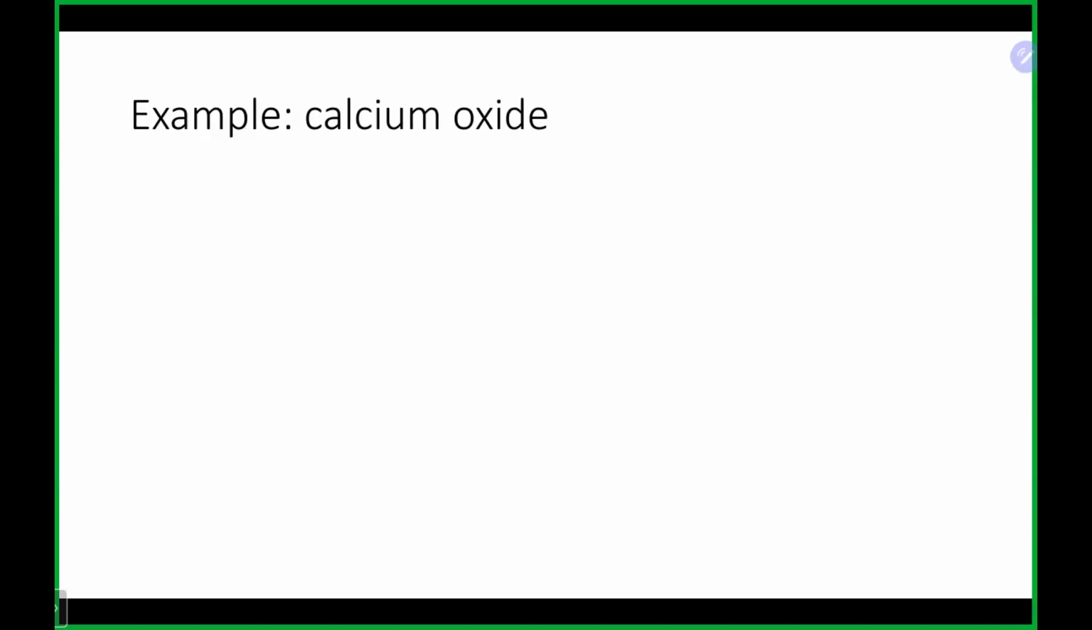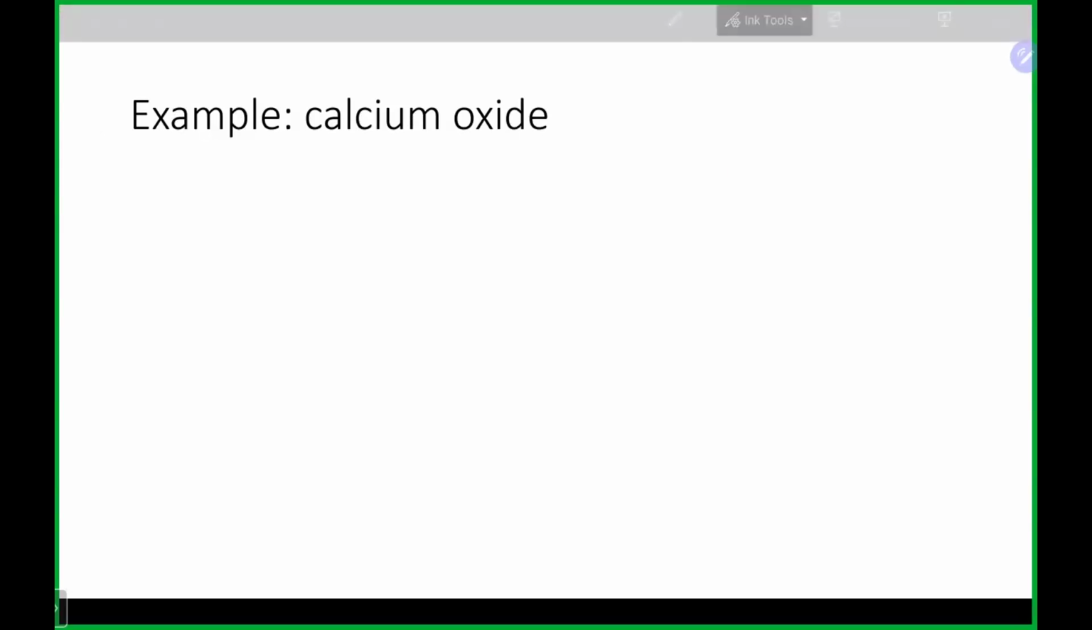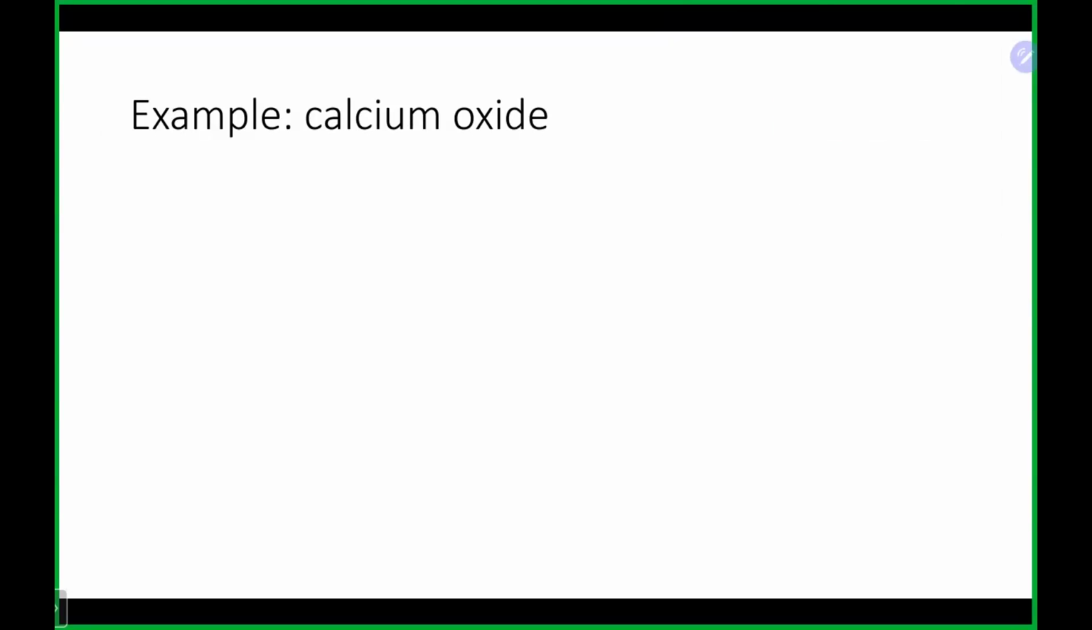Let's take a look at another example, and this is calcium oxide. So once again, when I take a look at this example, right off the bat, calcium is a metal. Oxide is oxygen, which is a nonmetal. So right there, that is our combination for an ionic compound to be formed. And you really don't need any other information other than that two things, metal and non-metal, come together.